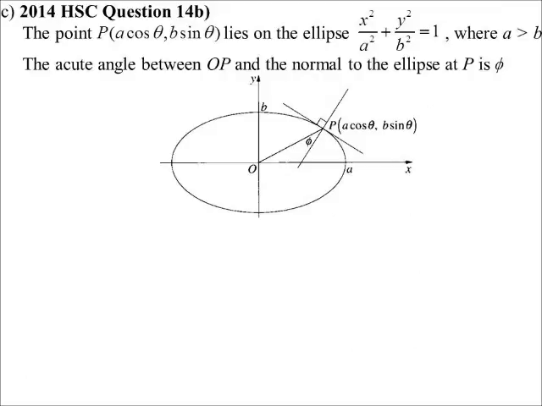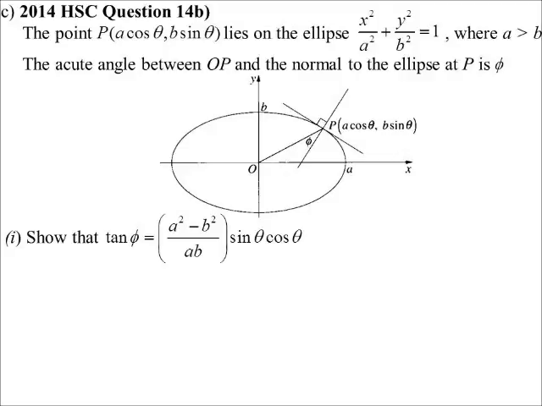2000, so same paper, but in the next question, this time they gave us an ellipse. Standard one, A cos theta, B sin theta. The acute angle between that, they've told us, is phi. Show that the tan of phi is that expression. Well, what can we do here?